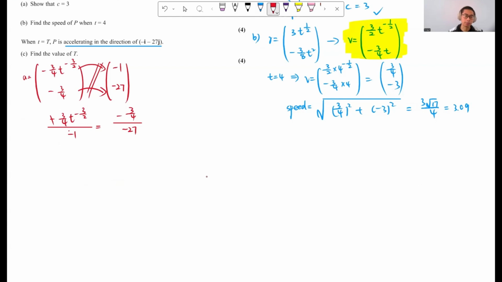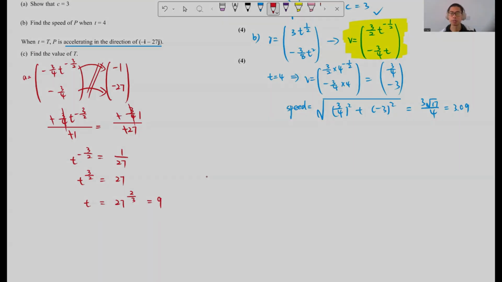First, negative over negative, it all cancels out. Then we can divide by 3/4 on both sides, and it's just left with 1. So we have t to the power negative 3 over 2 equal to 1 over 27. The negative means the reciprocal, so t to the power 3 over 2 is equal to 27 if we take the power of negative 1 on both sides. Then t should be equal to 27 to the power 2 over 3. Put that in the calculator, and it's equal to 9. That will be the final answer.